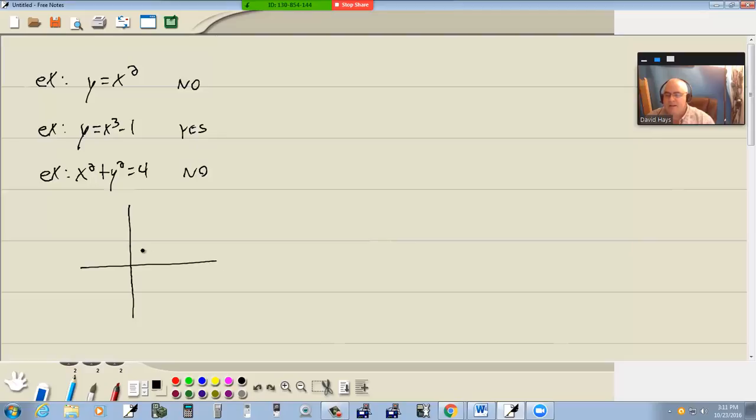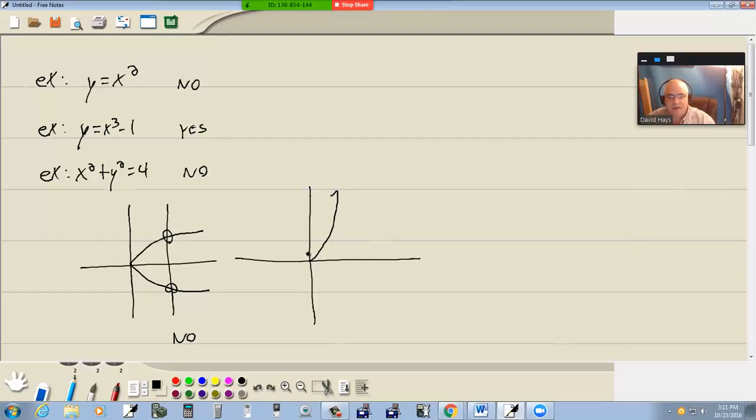Now if we looked at the graphs, first off, this one right here would not be a function because it fails the vertical line test. So if it's not a function, it's definitely not a one-to-one function. If we look at this graph right here, I can draw a horizontal line that intersects at two or more places, which means it's not one-to-one. So by consequence, it's not a one-to-one function.